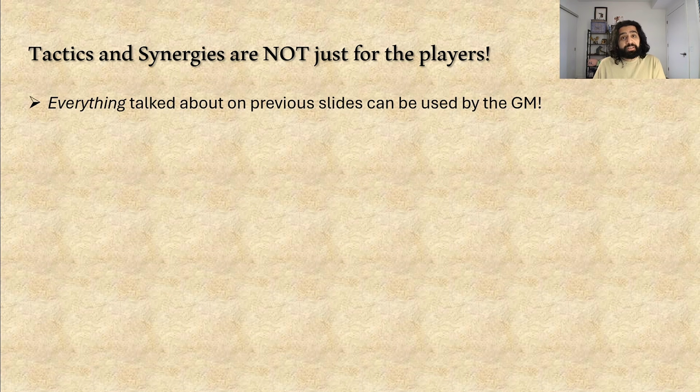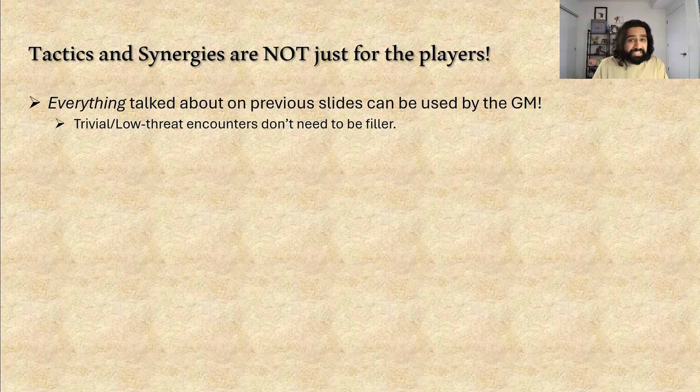Pathfinder, however, is. Everything we've talked about on the previous slides can be used by the GM. The GM can either directly use tactics and strategies to make the players' lives harder, like scouting for the players' weaknesses, pre-buffing, setting up ambushes, or indirectly coax tactics and strategies out of the players via external pressures like time constraints, attrition, secondary objectives, etc.